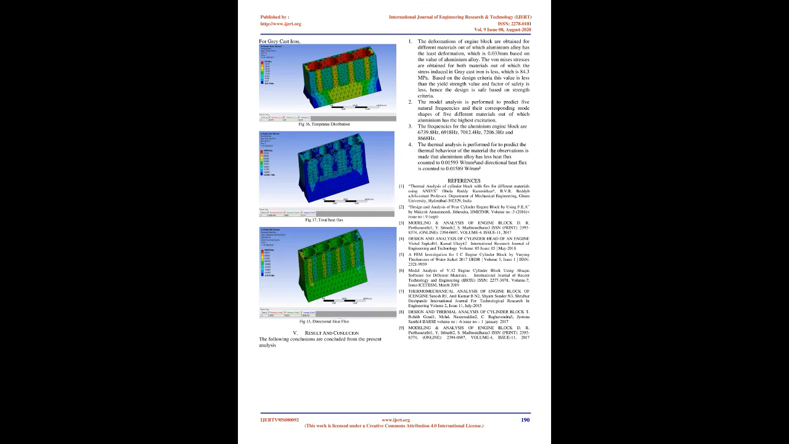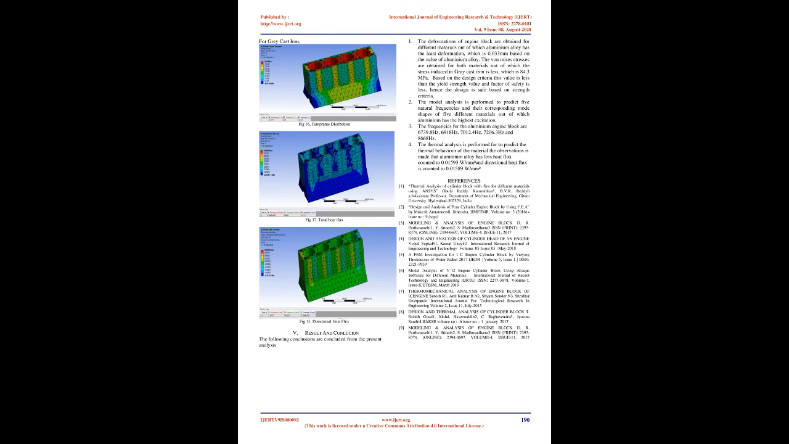The following conclusions are drawn from the present analysis. 1. The deformations of the engine block are obtained for different materials, out of which aluminium alloy has the least deformation, which is 0.033 mm. The von Mises stresses are obtained for both materials, out of which the stress induced in gray cast iron is less, which is 84.3 MPa. Based on the design criteria, this value is less than the yield strength value and the factor of safety is less. Hence the design is safe based on strength criteria.